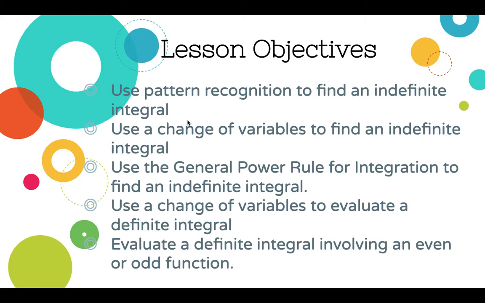We're going to use pattern recognition to see, can I recognize one of these integrals again? Kind of like what we're doing with our table of antiderivative values that we found in section 1, but taking this next step beyond. We're going to use change of variables to help us find these integrals and get to a general power rule for integration. Then we'll look at applying this to definite integrals, and finally finish up with even and odd functions.